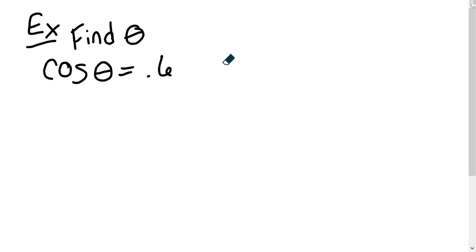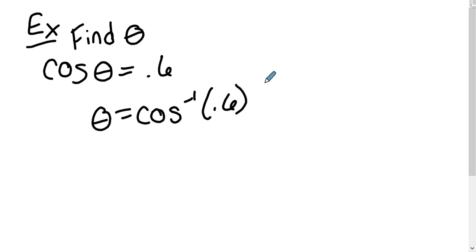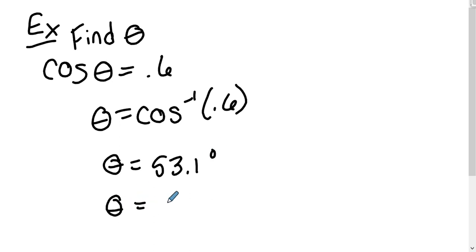So for this problem, we have a right triangle trig situation. So we have cosine of theta equals 0.6. If I want to know what theta is, I have to undo cosine. So we do the inverse cosine of 0.6, and then we get our answer. If our calculator was in degrees, we get our degree measure to be 53.1 degrees. And if we're working in radians, our radian measurement would be 0.927.